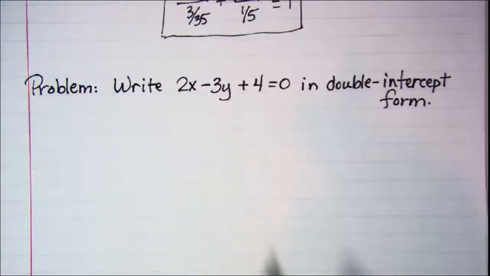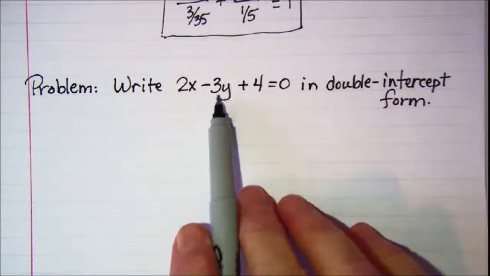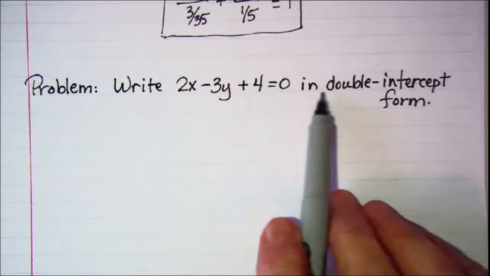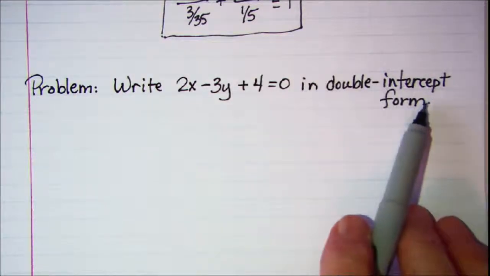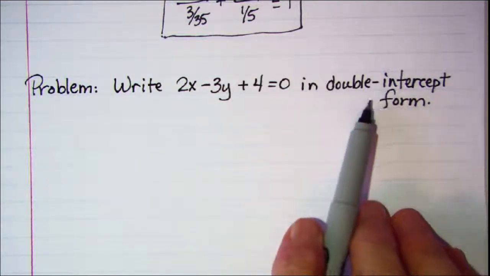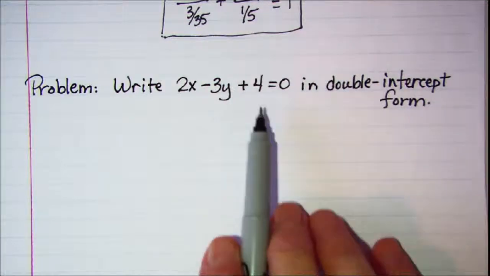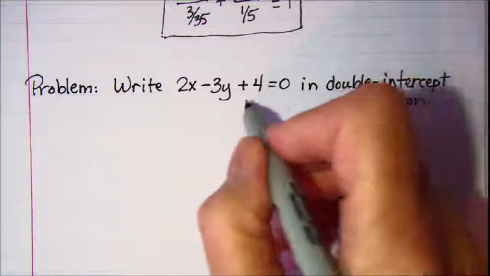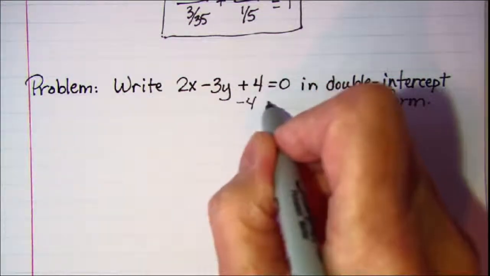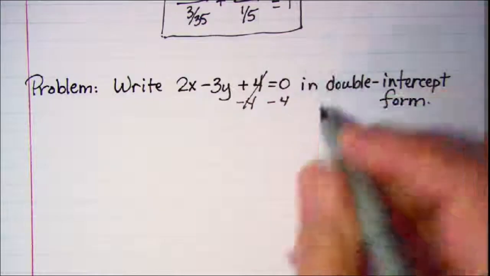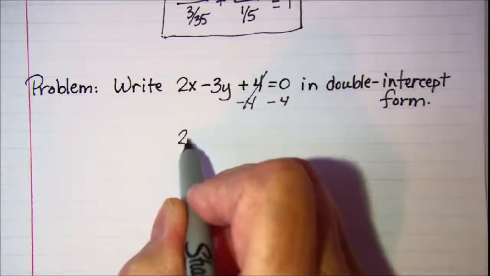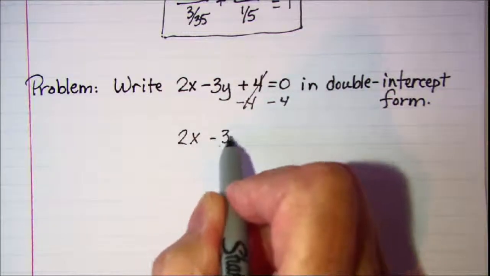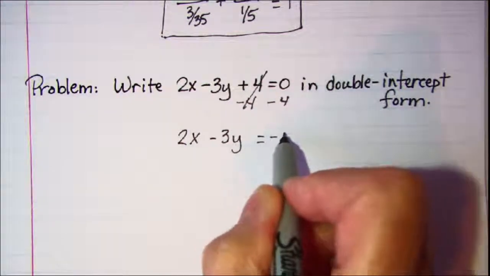Let's do one more. I'm asked to write 2x minus 3y plus 4 in double intercept form. So again, for double intercept form, I want my constant on one side. So let's move the 4 from the left side to the right side. I'll subtract 4 from both sides. These will cancel. And I now have 2x minus 3y equals -4.